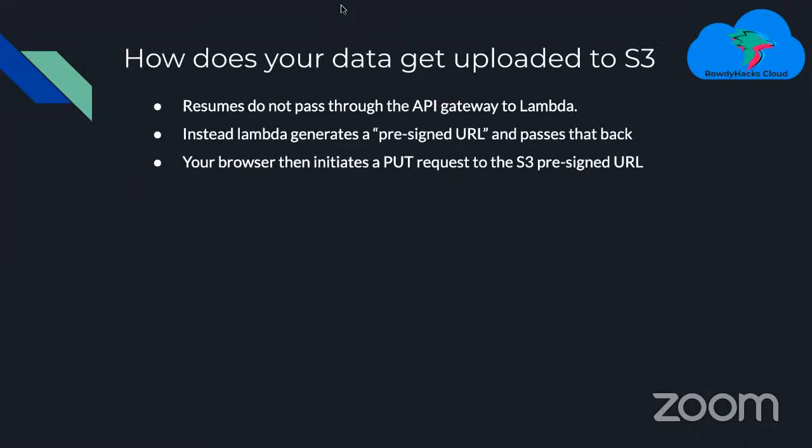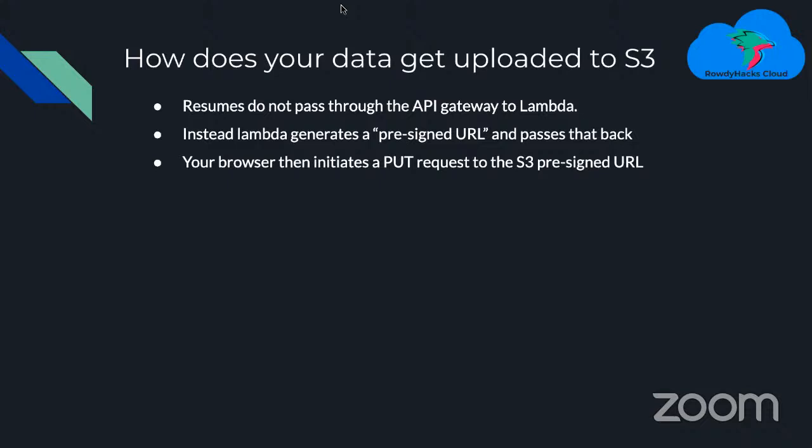sending the resume through API Gateway and then to Lambda, we actually generate a pre-signed URL in the Lambda part. And this pre-signed URL is going to be sent back to the user, and then the browser is going to initiate a put request to the S3 bucket.